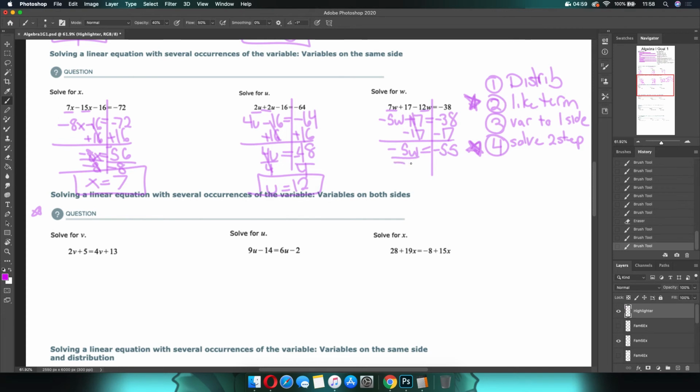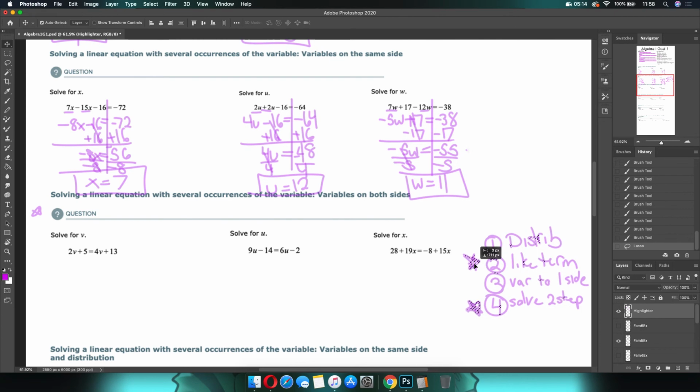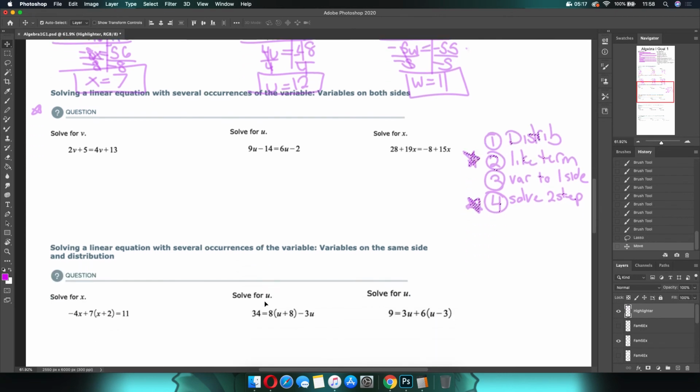Next, we're going to divide by -5, divide by -5. W equals negative divided by a negative is a positive 11. All right, again, so far so good. There's nothing all that scary here. But now that we're comfortable with what happens when we have like terms, what happens then when we have a variable on two sides? That is this step right here.